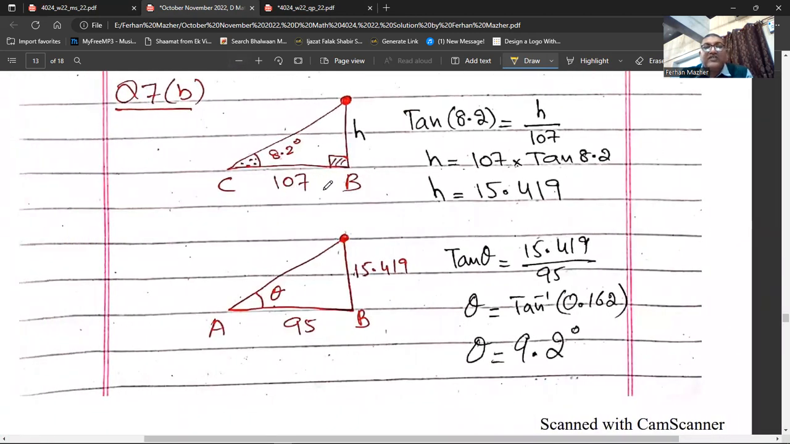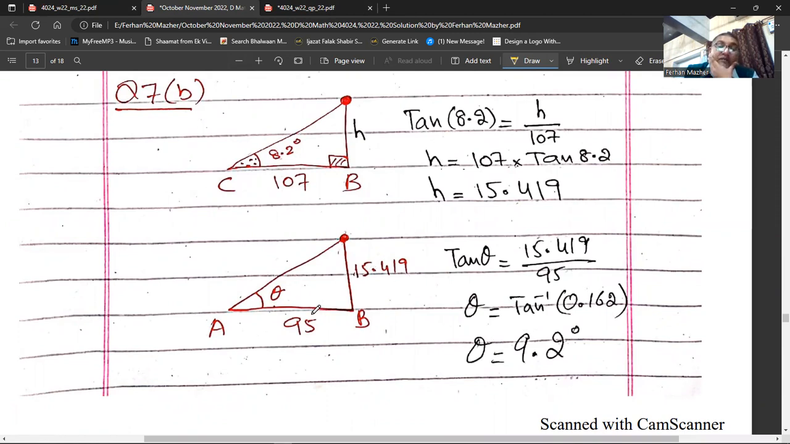So first of all, this is 107. I want to find out the angle of elevation, which is 8.2 from C. So tan of 8.2 is equal to the height by the base, and the height will be 107 multiplied by tan 8.2, and that will be 15.419. So the height of the bulb above B is 15.419.